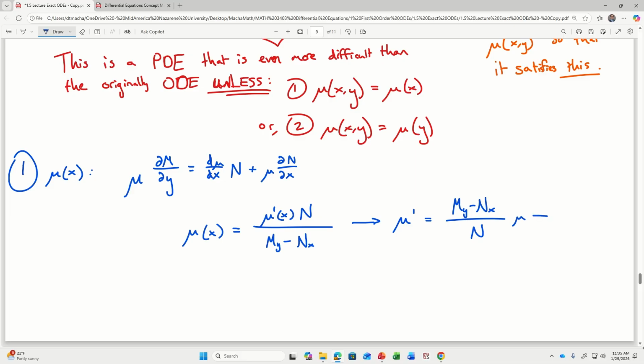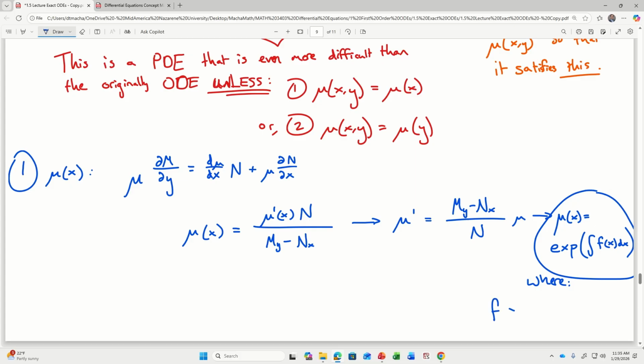And the solution to this ODE here in blue is that mu of x is equal to the exponential of the antiderivative of, we'll call it f of x dx, where f of x is my minus nx over n.